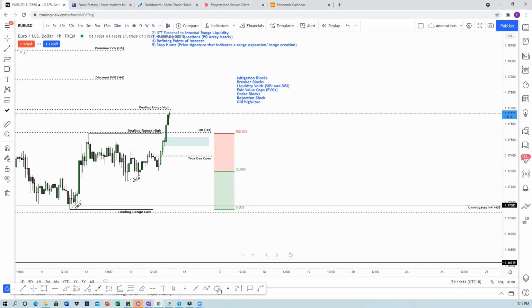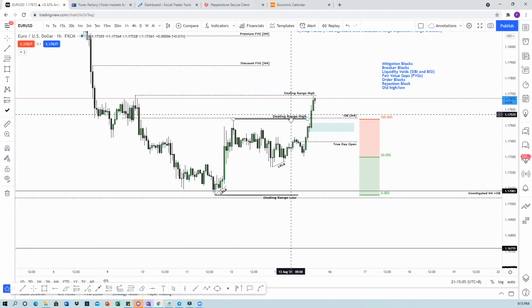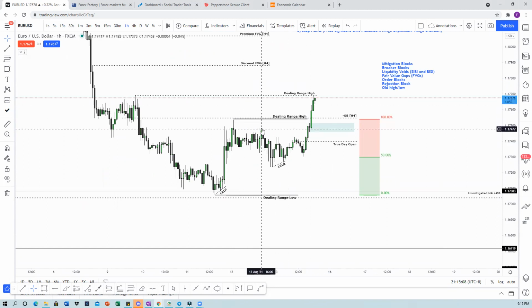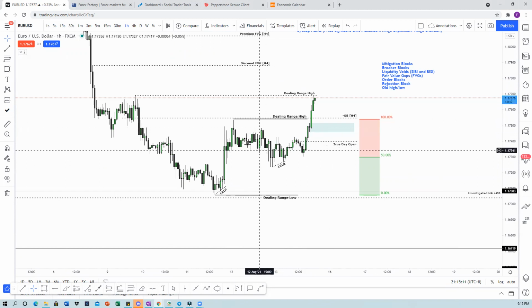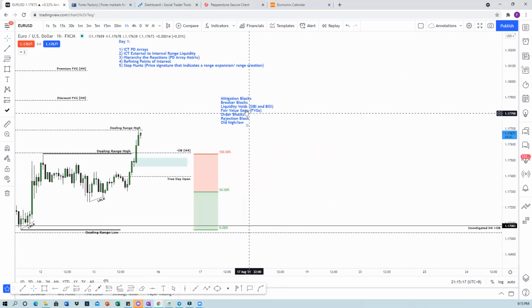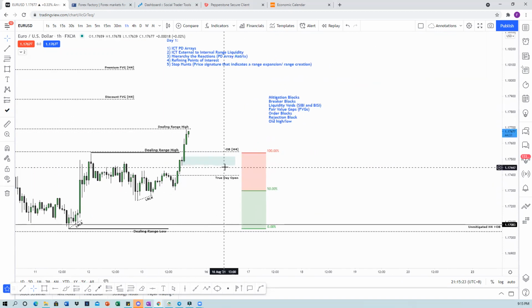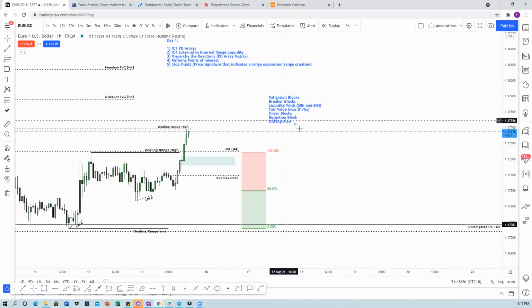Then when we look at a breaker block, we understand that a mitigation block is something that serves as a point of continuation. This high was an H1 breaker too. This is Friday, this is Thursday, this is Wednesday. Wednesday is here. Yes, it's a breaker. So a mitigation block is mainly used as a point of continuation, whereas a breaker block is used as a point of reversal.